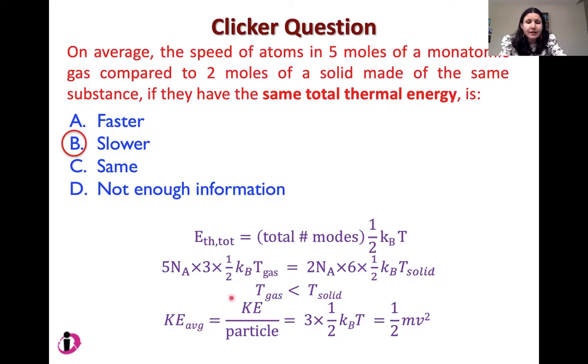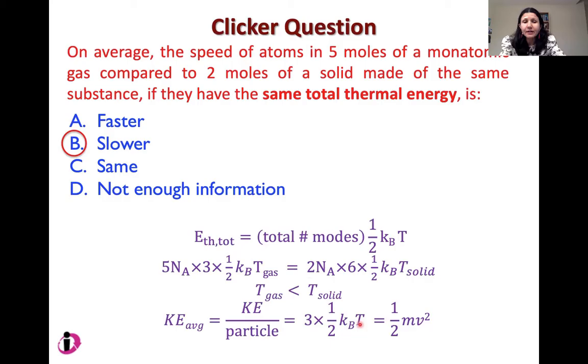Okay, so the kinetic energy per particle, that's the average kinetic energy that each atom will have, is going to be 3. Both the gas and the solid have 3 kinetic energy modes. Right? The solid also has the potential ones, but that's not relevant here. We're only focusing on kinetic energy. So there are 3 there, times this factor of 1/2 k_B T, which has to then equal 1/2 mv squared if we want to compare it to speed.